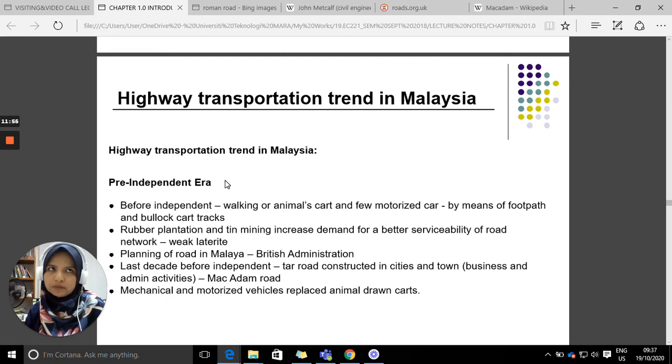Okay, so these two economic fields actually demanded a good road network to transport the goods from one point to another, right? So at that time, the British administration took over the planning of roads in Malaya. Okay, in the last decade before independence, tar roads were constructed in cities and towns, where they used the McAdam theory, right? So at this time, they only introduced the asphalt pavement, right? Mechanical and motorized vehicles replaced the animal drawn carts.